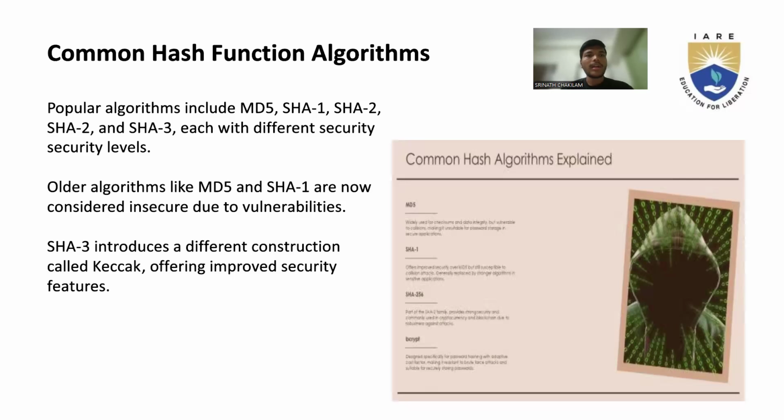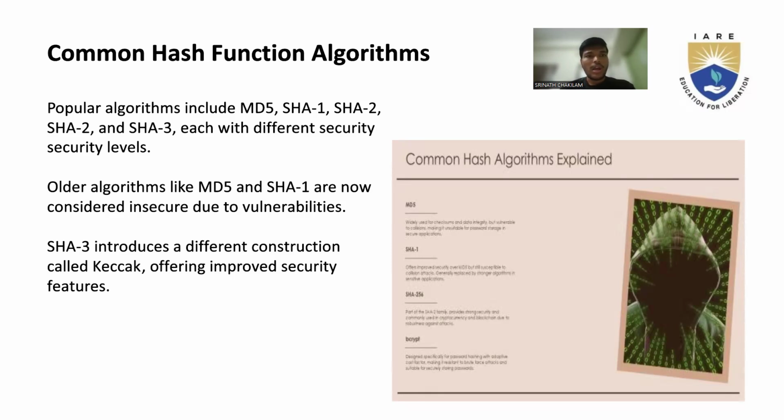And next one is common hash function algorithms. Popular algorithms include MD5, SHA1, SHA2, and SHA3, each with different security levels. Older algorithms like MD5 and SHA1 are now considered insecure due to vulnerabilities. And SHA3 introduced a different construction called Keccak, offering improved security features.